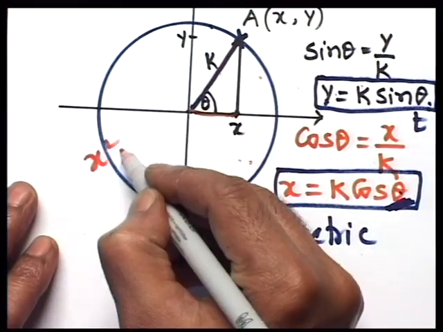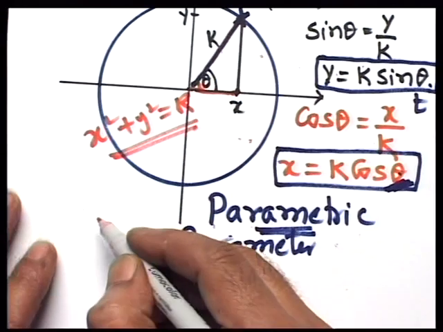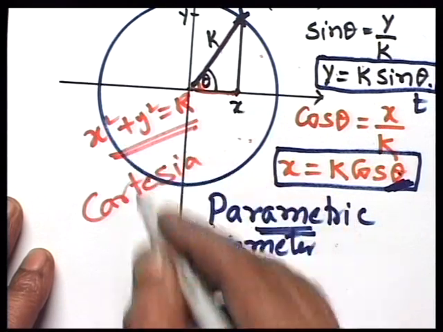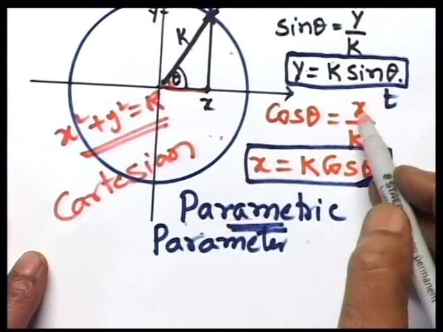We all know x squared plus y squared equals r squared. That's called a Cartesian equation. Cartesian is in x and y, okay? And this one is in some other letter. So that's the meaning of the topic.